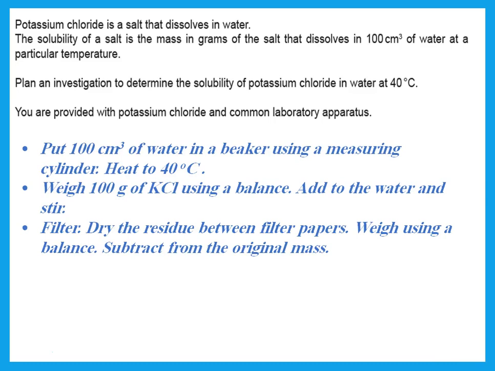So I put the 100 centimeter cubed of water in a beaker using a measuring cylinder. He wants it at 40, so I heat it to 40. Then I weigh a certain amount, 100 grams, for example, a very big amount. So 100 grams of potassium chloride using a balance. I add to the water and stir. Of course, some of it will dissolve, some of it will not. Now I filter, dry the residue between filter papers, weigh using a balance, and I subtract from the original mass in order to know how much has actually dissolved.